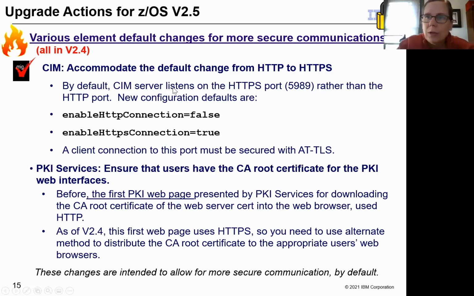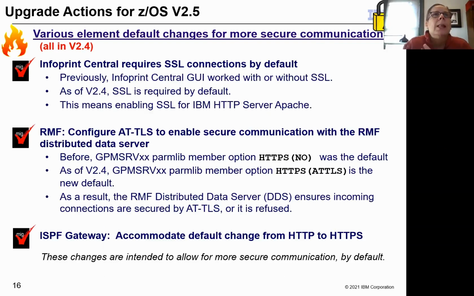SIM is going to have a default communication change from HTTP to HTTPS. PKI Services: the first PKI web page, where it delivers the CA root certificate, used to be done in HTTP, and now you'll need to find a different way of receiving that CA root certificate, such as email or something like that. That will give you more secure communications.